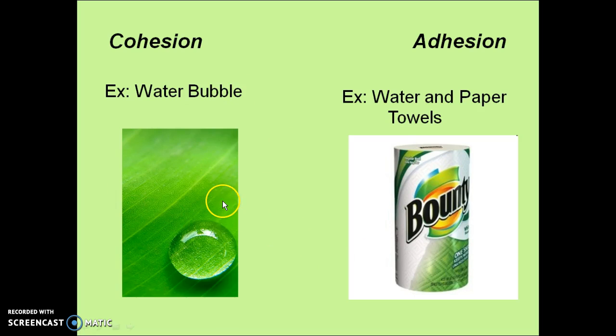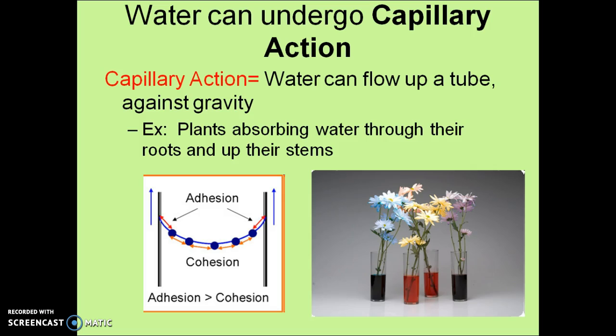So again, cohesion causes water bubbles to form, and an example of adhesion occurs when water soaks into a paper towel. Water is attracted to the fibers of the paper towel. Water can also go through capillary action. Capillary action is when water flows up a narrow tube against gravity.